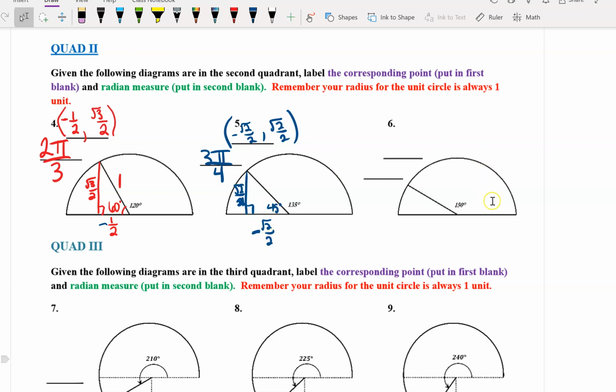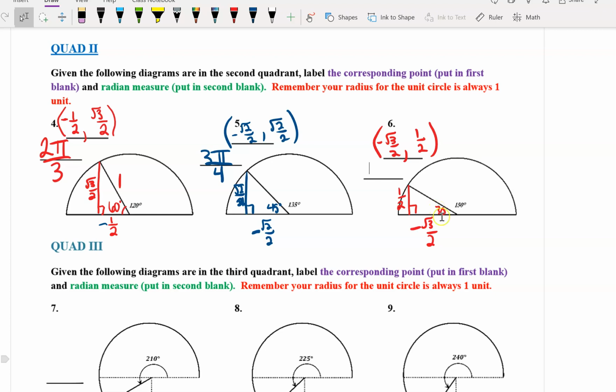All right, moving on. 150, if we subtract that from 180, we get that the reference angle is 30 degrees. The short side is going to be 1/2. The medium side is going to be root 3 over 2. And it's negative since it's going to the left. So the x-coordinate is negative root 3 over 2. The y-coordinate is 1/2.